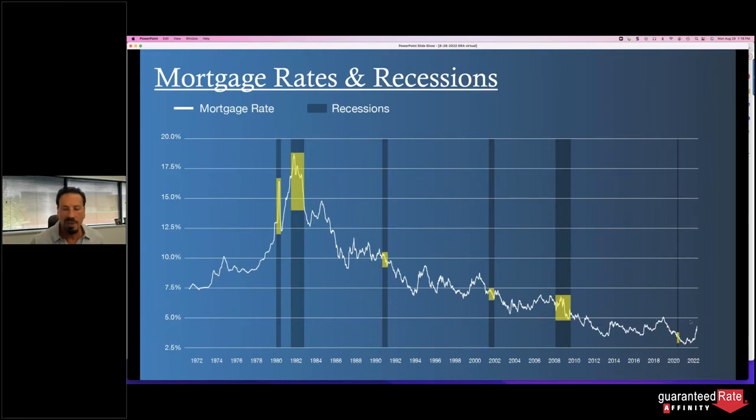As you can see, the last time we had a recession, mortgage rates declined by 1% and then even more after the recession. Same thing the one prior to that. Same story on the one prior to that, and again, and again, and again. So mortgage rates go down during recessions. So that's good news if you're wanting mortgage rates to decline.